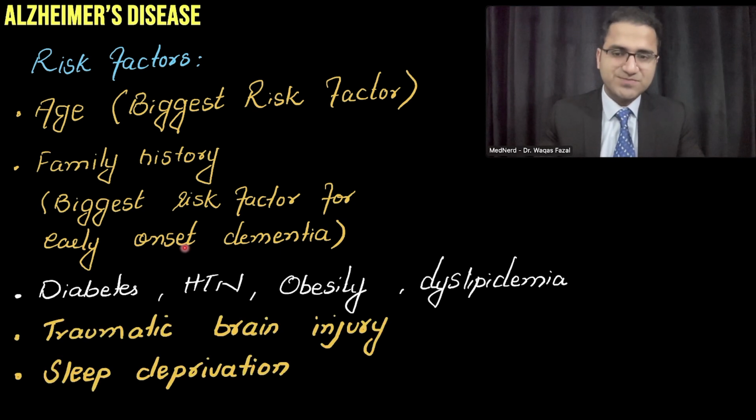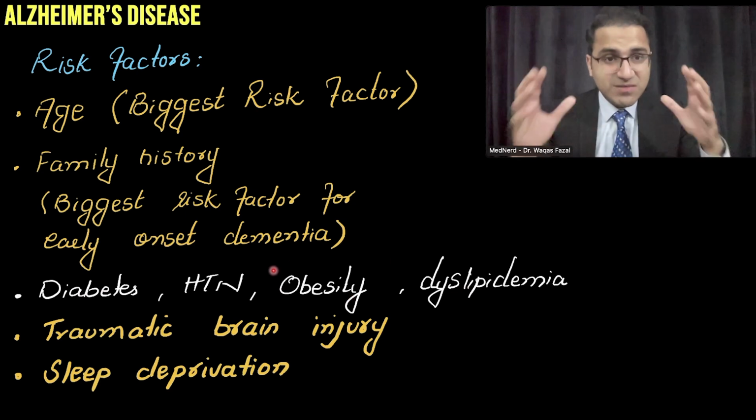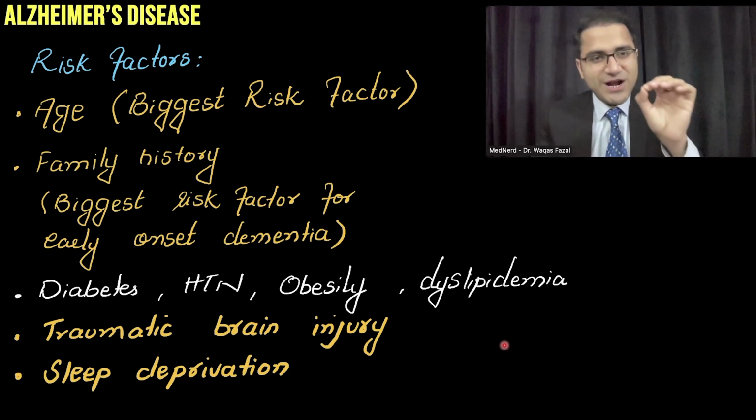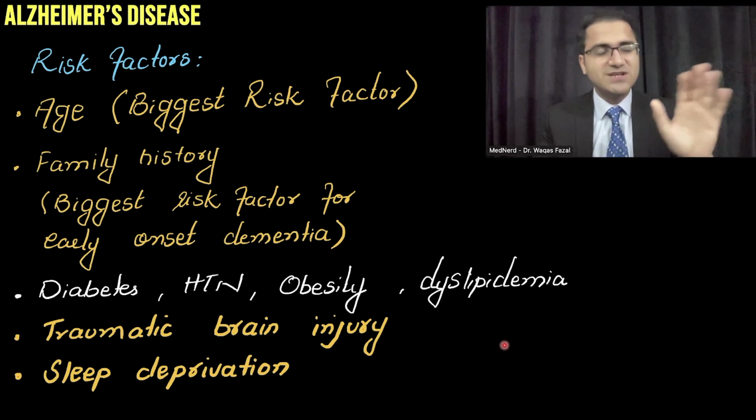Diabetes, hypertension, obesity, and dyslipidemia disturb the normal functioning of the brain and vessels. Therefore, they can contribute to Alzheimer's disease. Traumatic brain injury has been associated with Alzheimer's disease. Sleep deprivation and abnormal sleep patterns, especially in our generation, are a very common risk factor for Alzheimer's disease. Another important point is that low socioeconomic status and low educational status can also cause Alzheimer's disease.